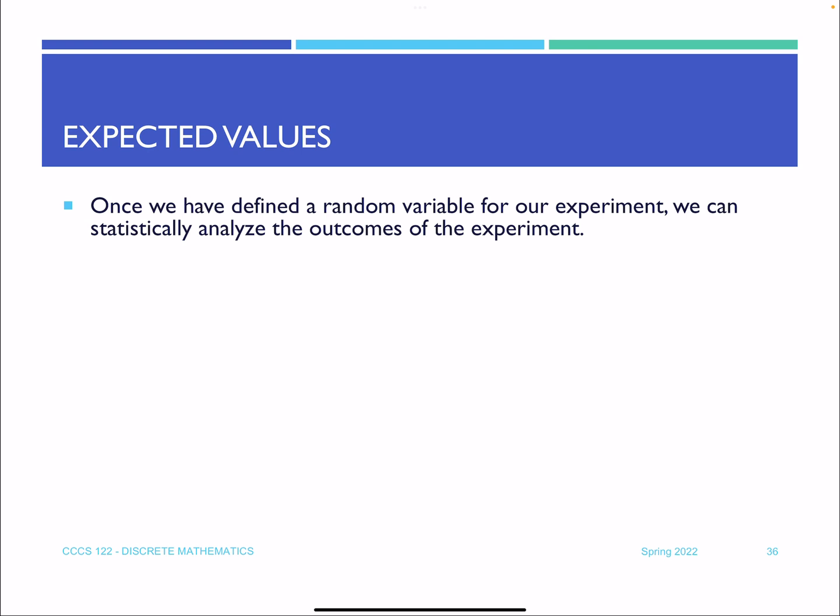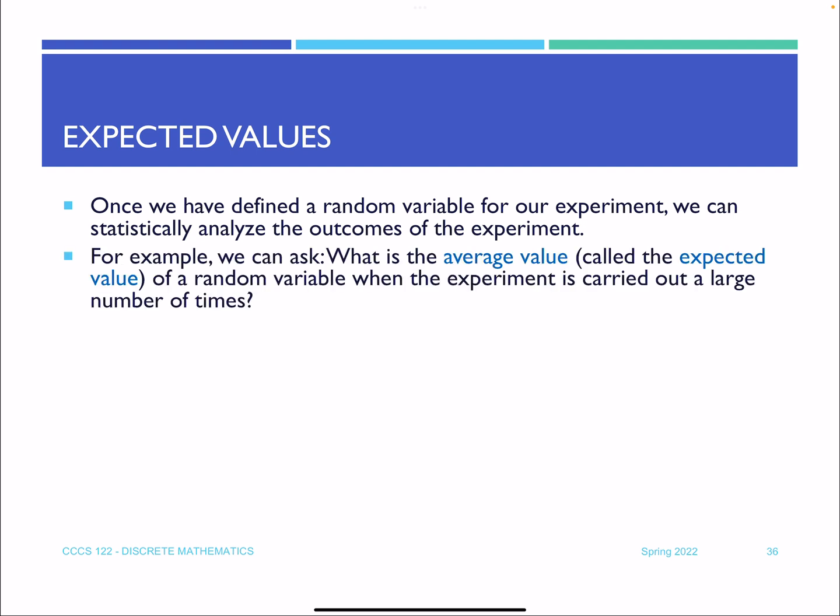So once we have defined a random variable like we just did for our experiment, we can statistically analyze the outcomes from this experiment. For example, we can ask what is the average value, called the expected value, of that random variable when the experiment is carried out a large number of times. So expected value is kind of like a fancy way of saying average.